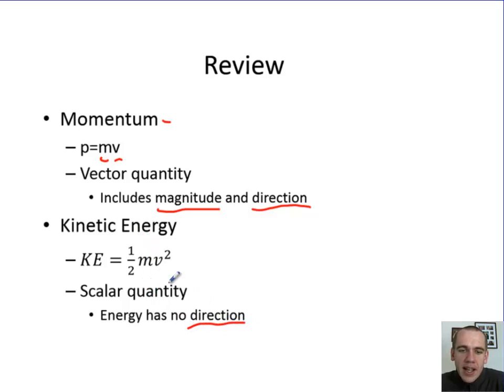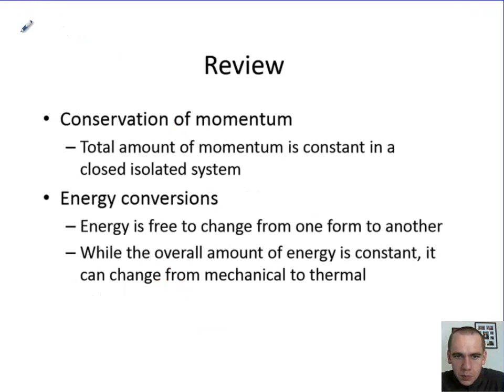Kinetic energy, of course, is a scalar quantity. It has no direction. That's because the velocity is squared. Even if it was negative, the square would take care of that. It would cancel out. So it doesn't make sense to talk about negative kinetic energy. Kinetic energy is a scalar quantity, 1/2 mv squared.